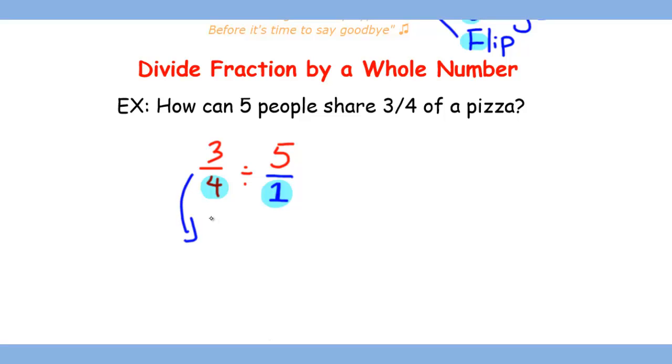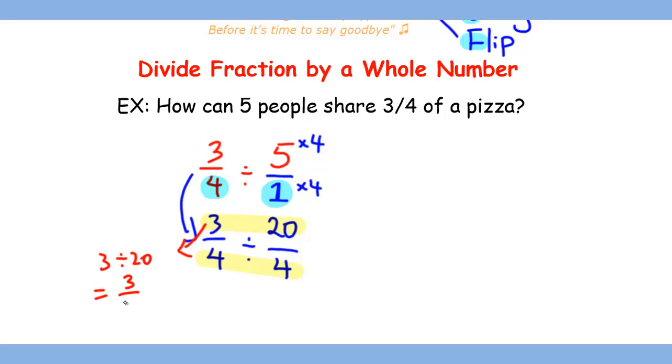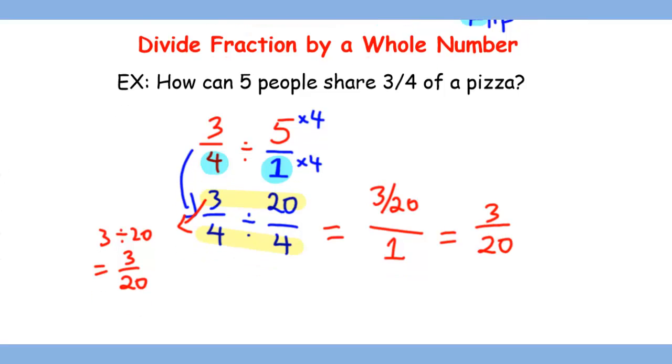So we want to write 5/1 with a denominator of 4 by multiplying this by 4. So we multiply the numerator by 4 to get us 20. Now we can divide the numerator by the numerator and the denominator by the denominator, which gives 3 divided by 20, which is basically 3/20 as a fraction, because we don't need to simplify that to a decimal. So 3/20 in the numerator, and 4 divided by 4 is 1 whole, which will just leave you with 3/20 as the answer. So again, how does that relate to keep, change, and flip?